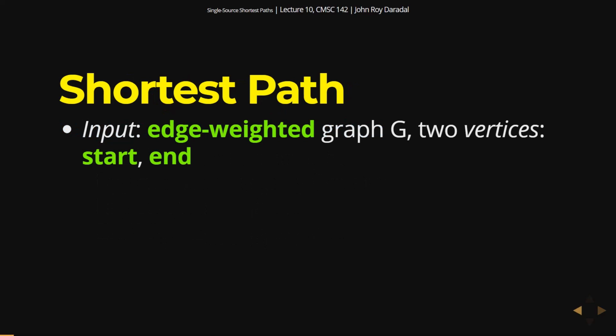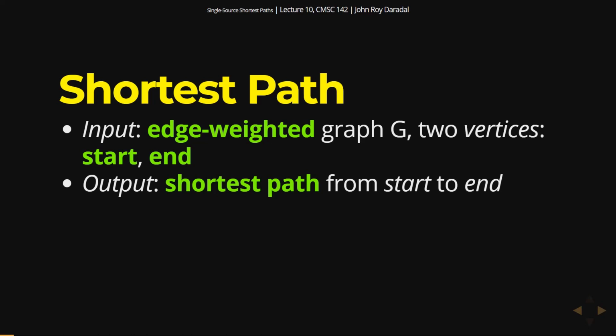So let's start with the shortest path problem. As an input, you will be given an edge-weighted graph G and two vertices, start and end. So your graph will have weights associated with each edge, and your goal would be to find the shortest path from the start vertex to the end vertex.